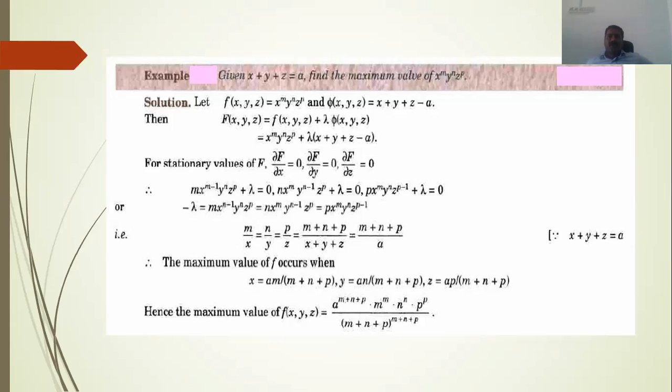Find the stationary point of the new function, capital F, like dou F by dou x equals 0, dou F by dou y equals 0, dou F by dou z equals 0. Then those three, coupled with the constraint, will yield you the maximum point or a minimum point.